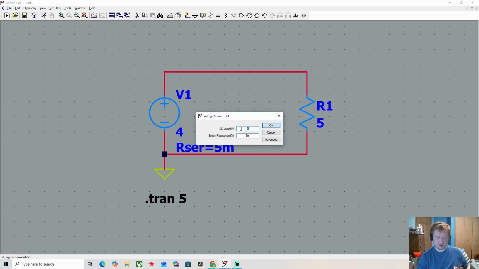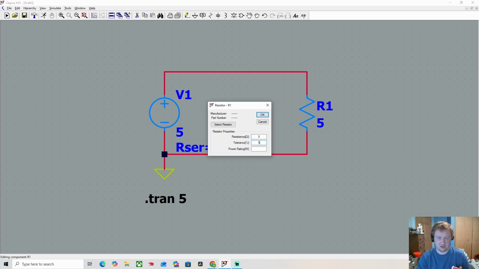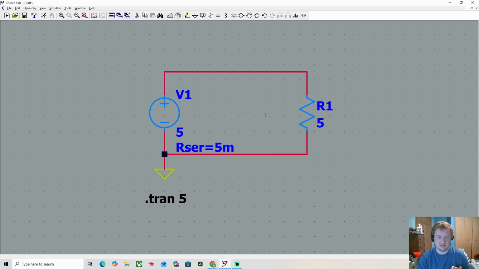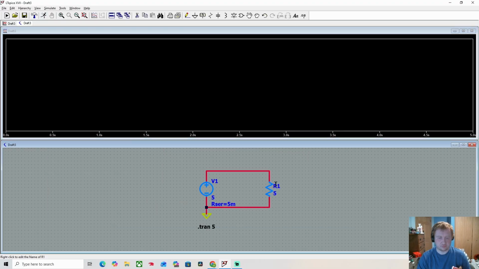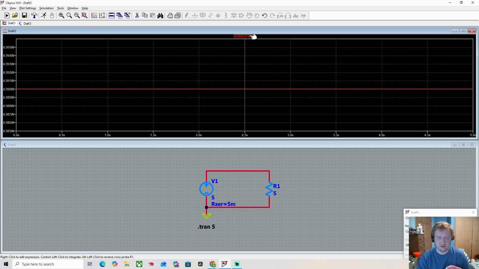So let's say if I wanted this to be a little bit more realistic, let's say that there's a 5% tolerance on this too, and then if I ran this, you would no longer get 5 watts. Actually, you would get 4.99 watts.